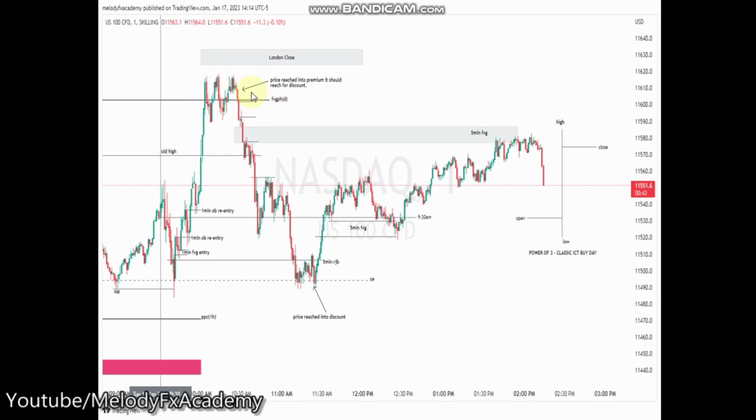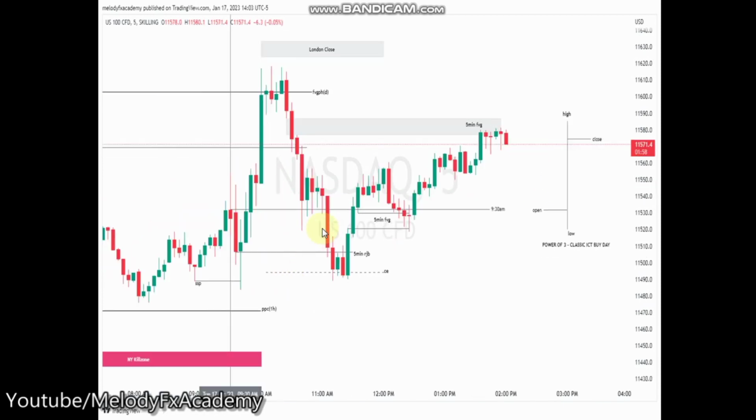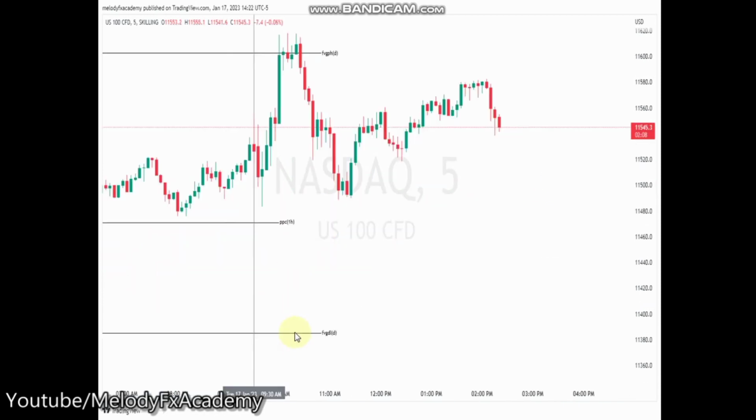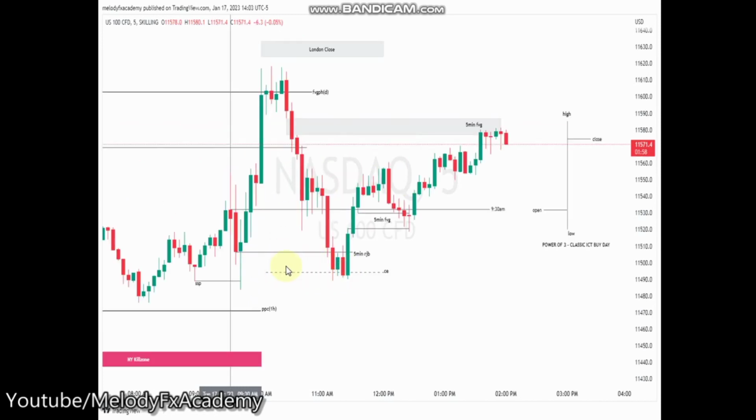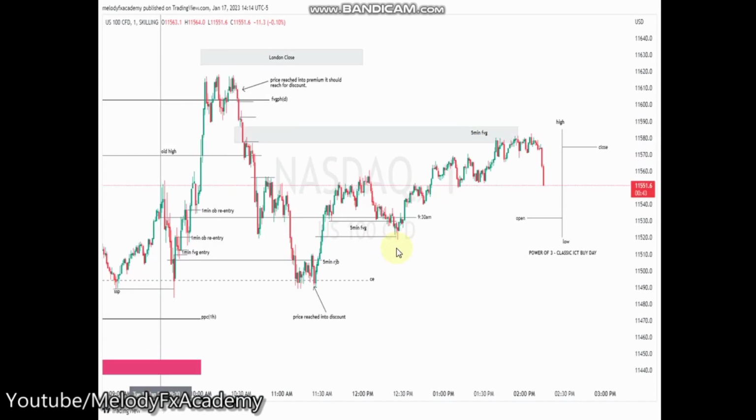Then this fair value gap, this is a premium array, right? So if price reached for premium, you should seek discount, right? So what's the closest discount in terms of this range, looking at this range between this low and this high? It has to retrace back to the midpoint, which is the consequent encroachment level, which you can see here. So price moved from discount to premium, back to discount, and back to premium. That is just what happened here.